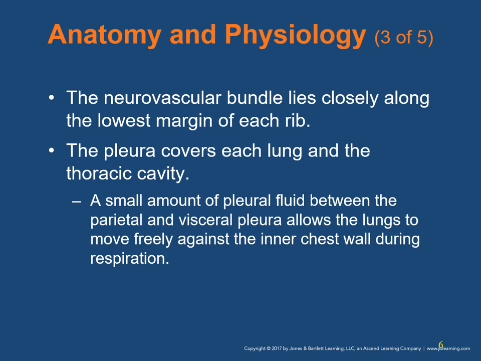The pleura covers each of the lungs and the thoracic cavity. The parietal pleura is the inner chest wall lining. The visceral pleura covers the lung. The small amount of pleural fluid between the parietal and visceral pleura allows the lungs to move freely against the inner chest wall as a person breathes.